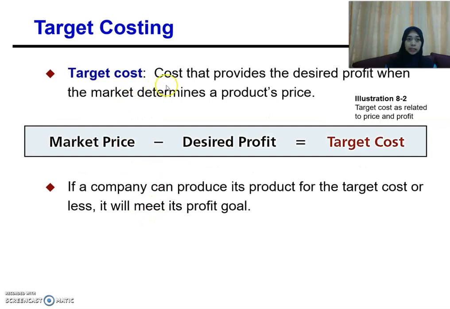Okay, based on the target costing, the target cost is the cost that provides the desired profit when the market determines the product's price. So how are you going to determine your target cost? It is based on the market price less your desired profit, then you will get your target cost. So if a company can produce its product for the target cost or less, it will meet its profit goal.